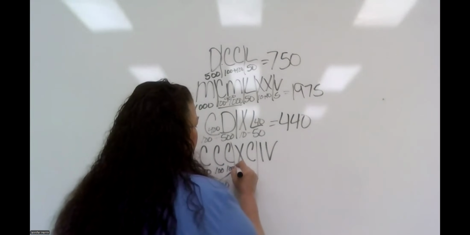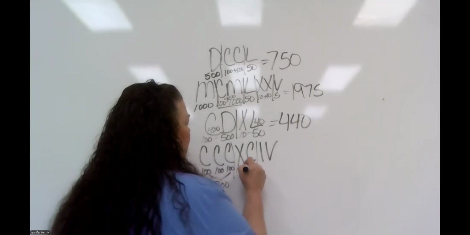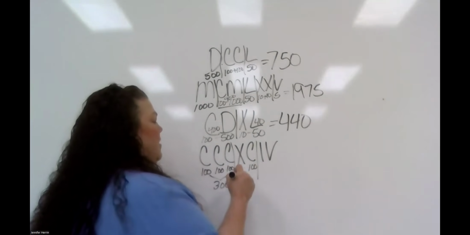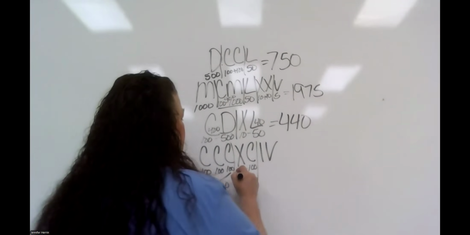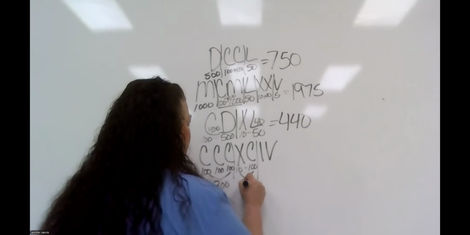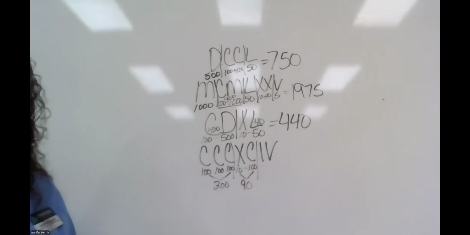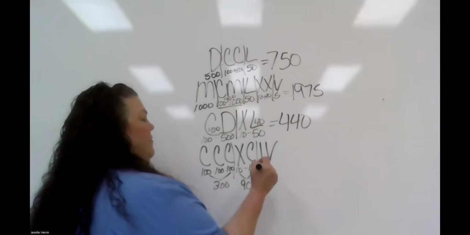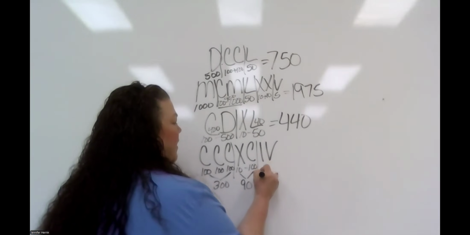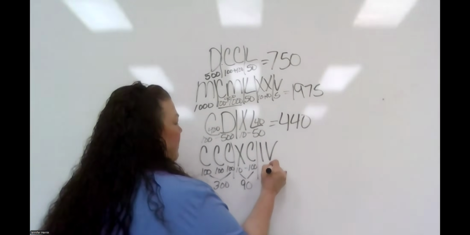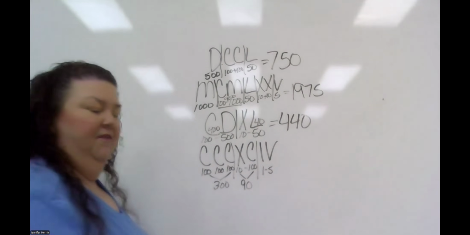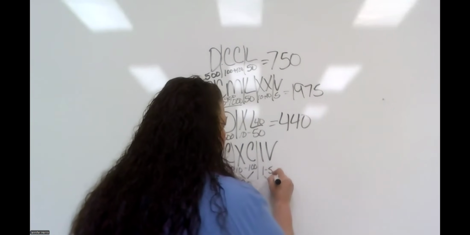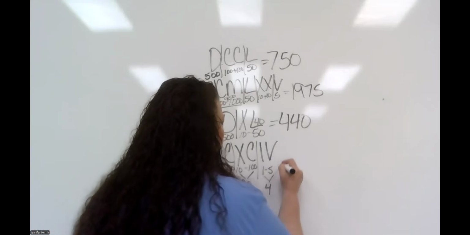Here I have a 10 in front of a 100. So I'm going to have to subtract the 10 from the 100. This leaves me with 90. And same thing here. I have a 1 followed by a 5. So I need to subtract the 1 from the 5. And so this leaves me with 4.